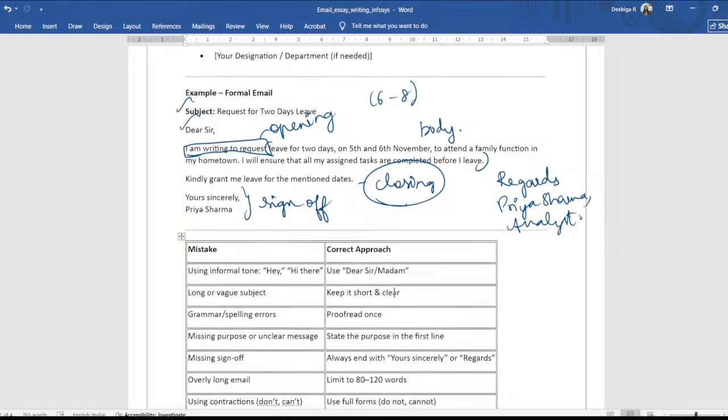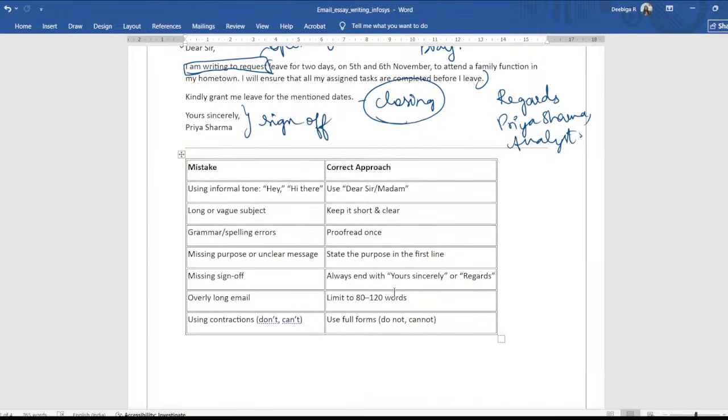And what mistakes might you make? I will explain. Instead of using dear, you might use hey or hi. Hey or hi is pretty informal, not professional. That is the first mistake. And then a long and vague subject. The subject should be maximum 6 to 8 words, short and clear, not more than that. And grammar or spelling errors. In Infosys, they will notice grammar or spelling errors. So always proofread for spelling and grammar errors.